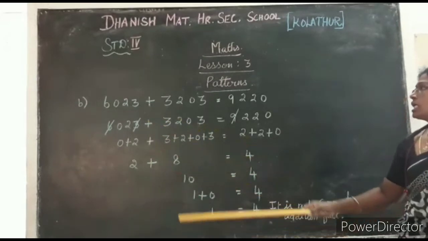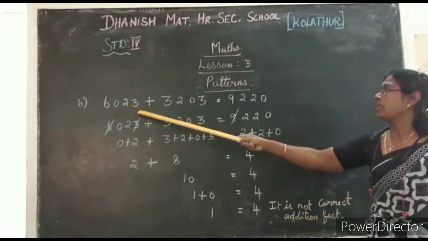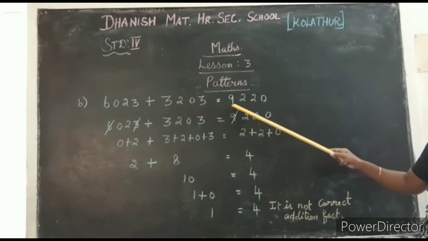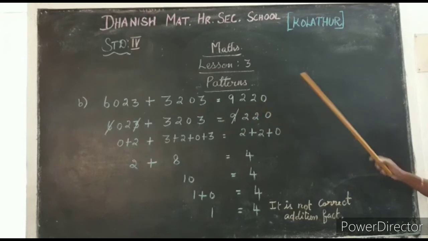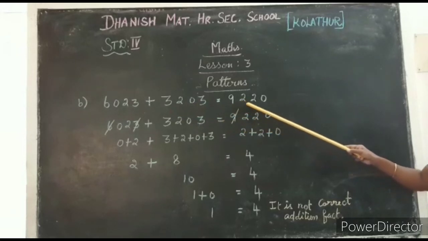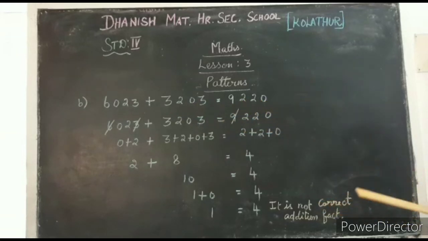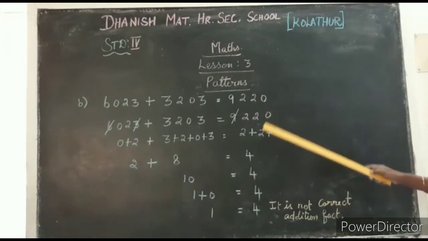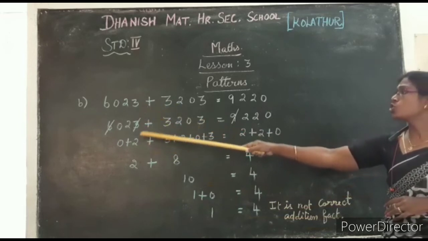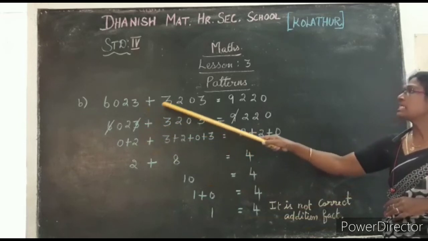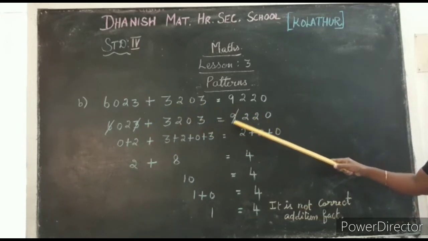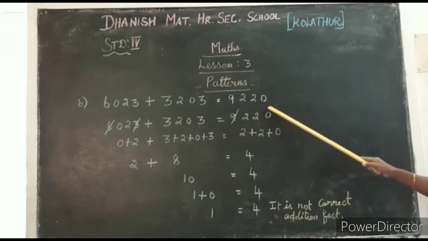B sum. 6,023 plus 3,203 is equal to 9,220. I told you already, whenever a sum is given, you should write the sum as such down. 6,023 plus 3,203 is equal to 9,220.